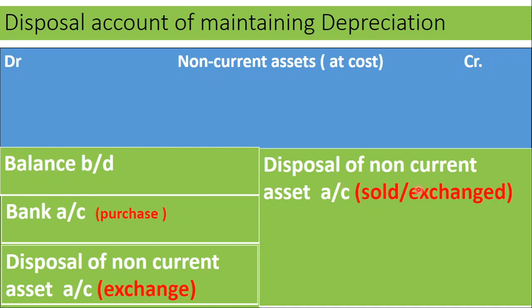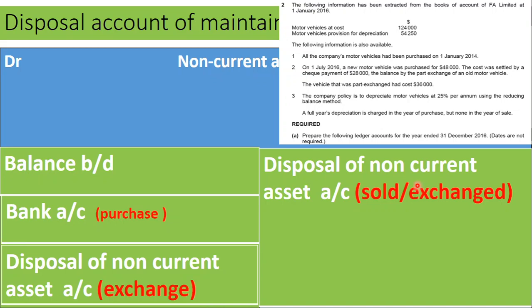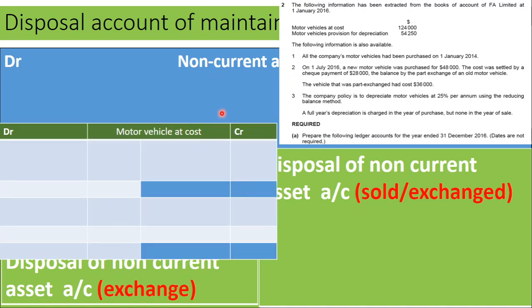So let's go further. So this was our question. Now we're going to start. So we are going to have a ledger with opening balance in our debit side. Non-current asset here means motor vehicle at cost, means you need to record all at cost. So first thing, we need to put an opening balance. That's this motor vehicle at cost, 1,24,000. We are making this for 2016, remember that. So at the start of 2016, the opening balance is 1,24,000.